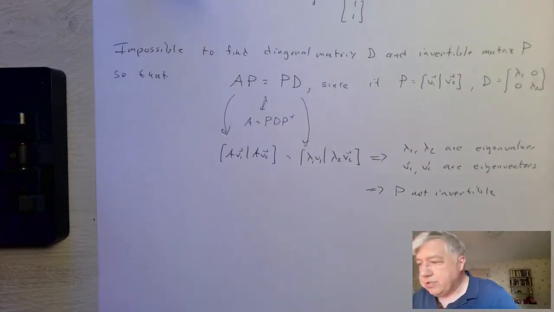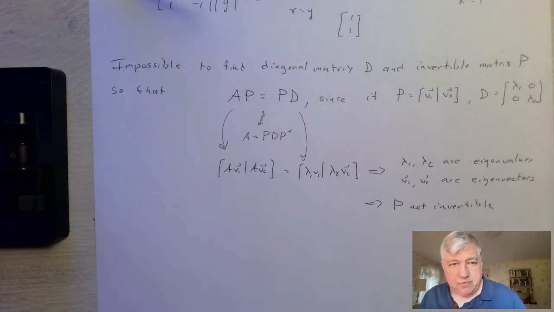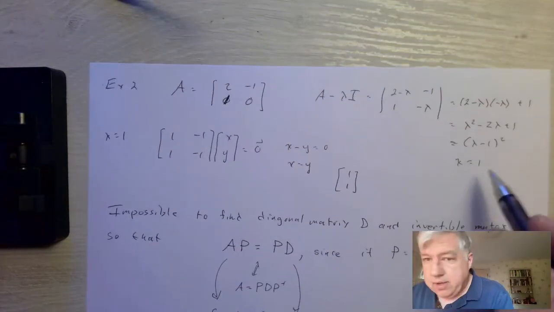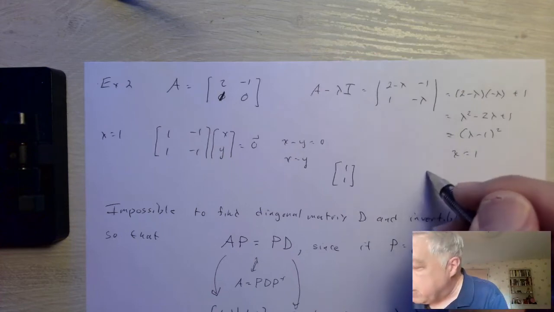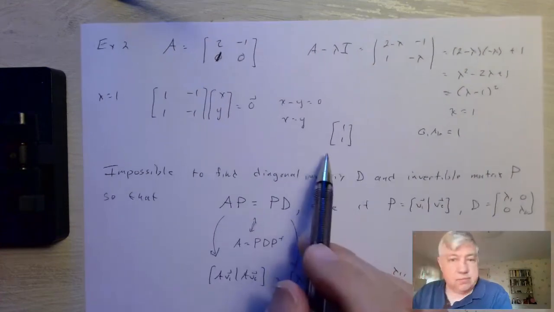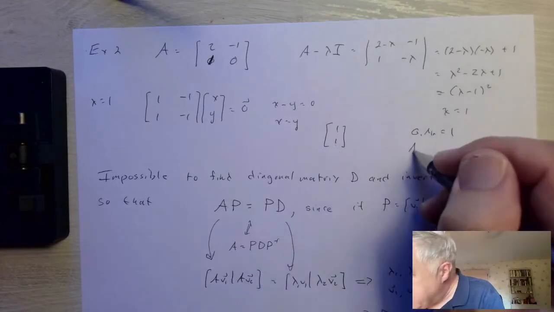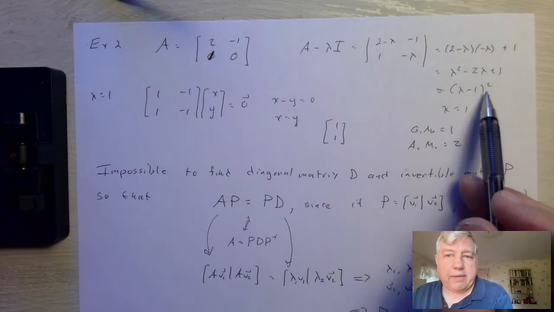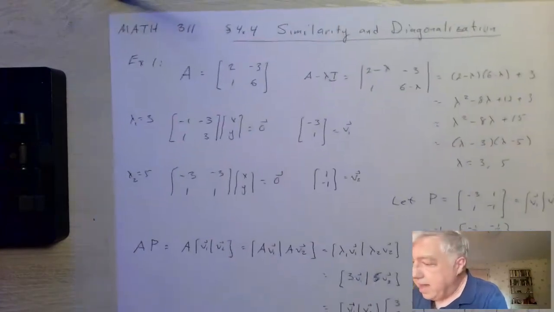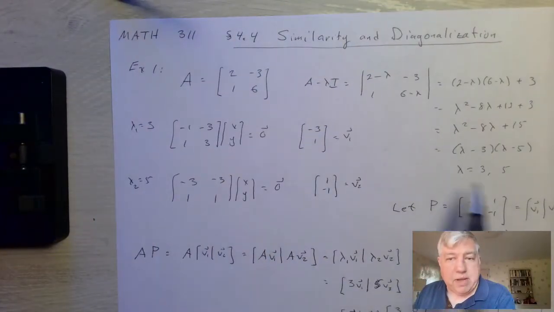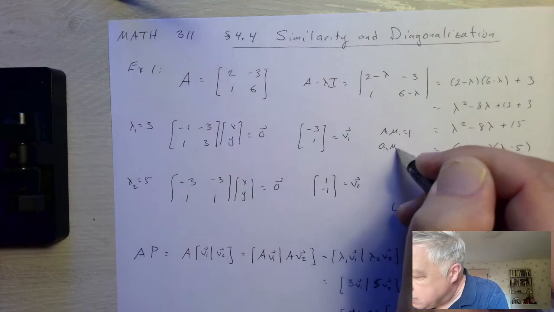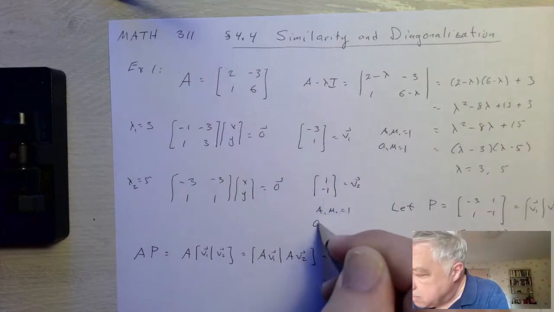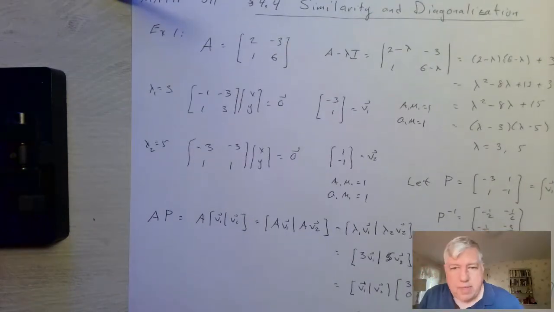Now, another thing that's different in these examples is you'll notice that the algebraic multiplicity of 1 here was 2, and the geometric multiplicity was 1, because this generated all the eigenvectors. The algebraic multiplicity was 2, because we have lambda minus 1 squared. In our previous example, we had that the algebraic multiplicity and the geometric multiplicity were both equal to 1, right? Okay, and that's no accident.